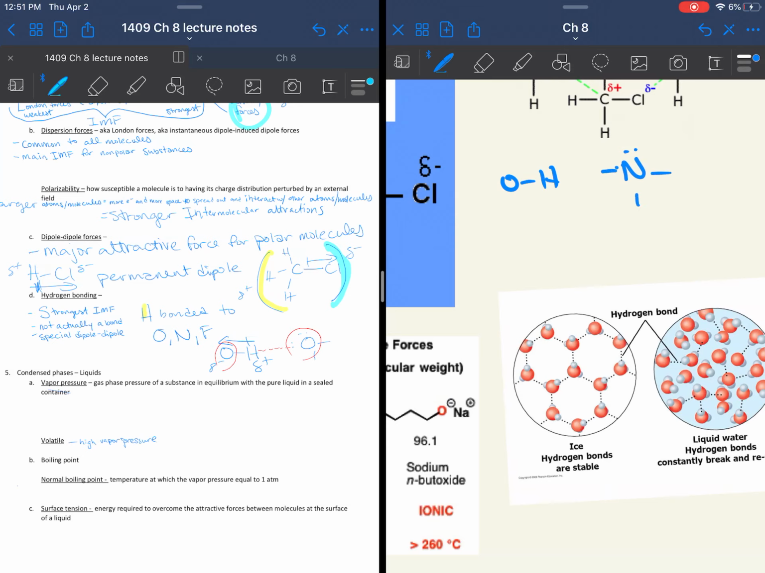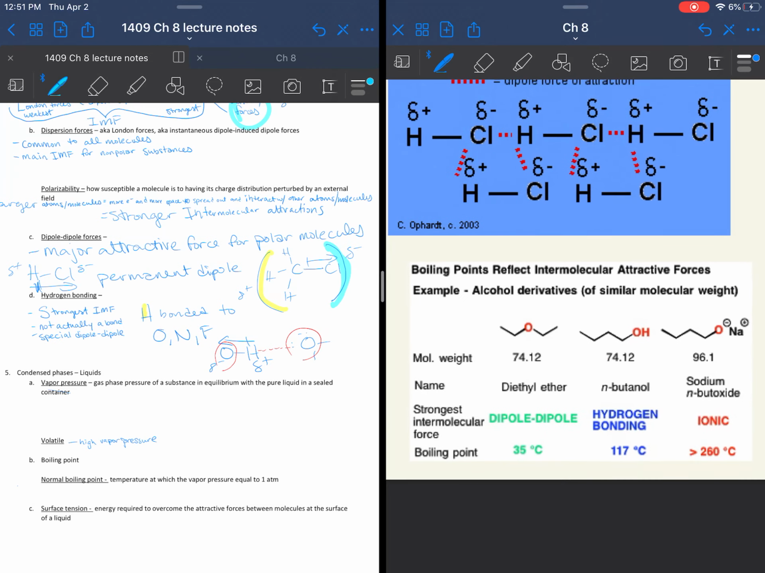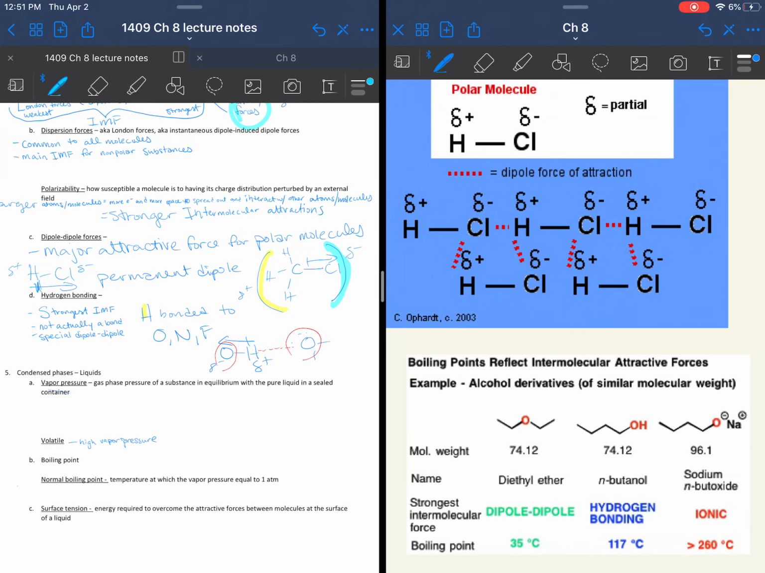You could have, for instance, an OH that was hydrogen bonded to the lone pair of a nitrogen, right? As long as the atoms on either side, the side with the covalent bond and the side with the hydrogen bond, are both O, N, or F, then you can have a hydrogen bond occur.